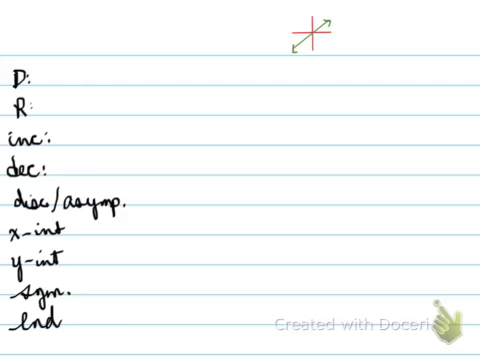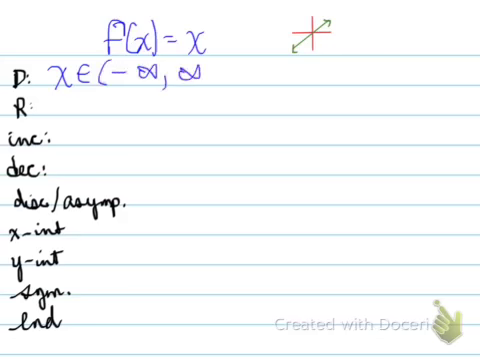So we're now looking at the linear function. So that's when f at x is equal to x. The domain of this is exactly the same as the cubic, which goes from negative infinity to positive infinity. The range goes from negative infinity to positive infinity. So both the line and the cubic have the same domain and range.